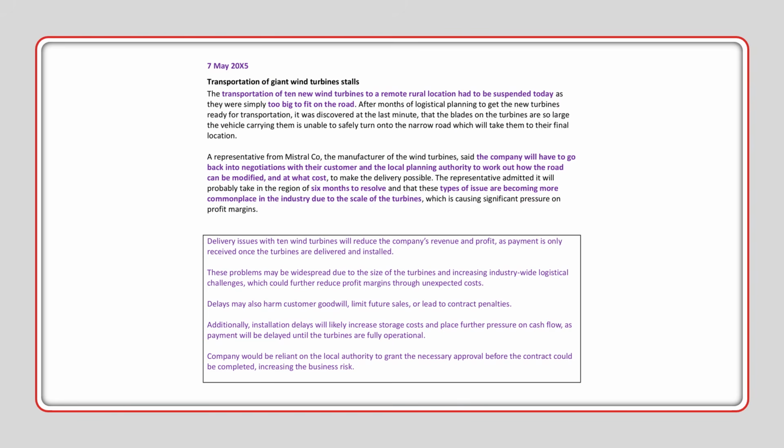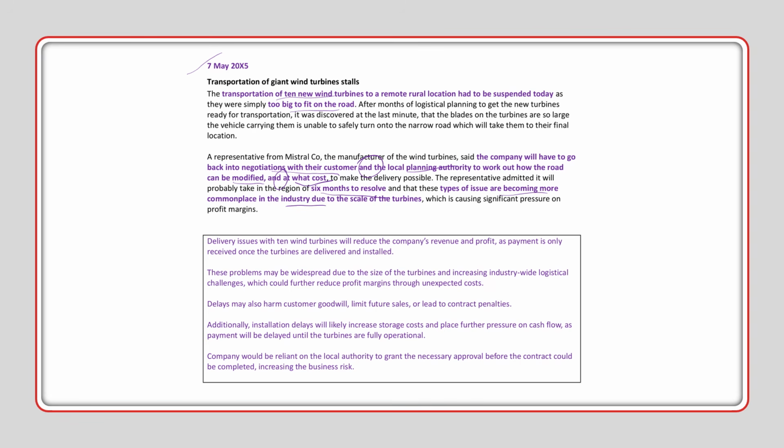It seems to be bad days for the poor client. So on the 7th of May, transportation of 10 new wind turbines to a remote location was suspended because they were too big to fit on the road. They have said that the company will have to go back into negotiations with the customer and the local planning authority to work out how the road can be modified and at what cost. This is going to take 6 months to fix, and these types of issues are becoming quite common.